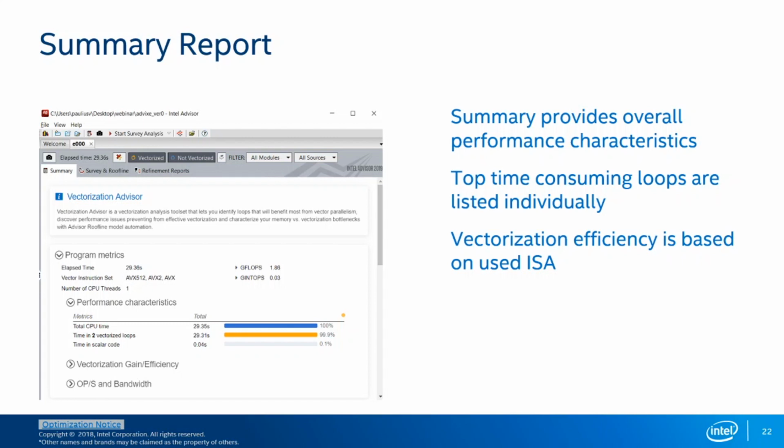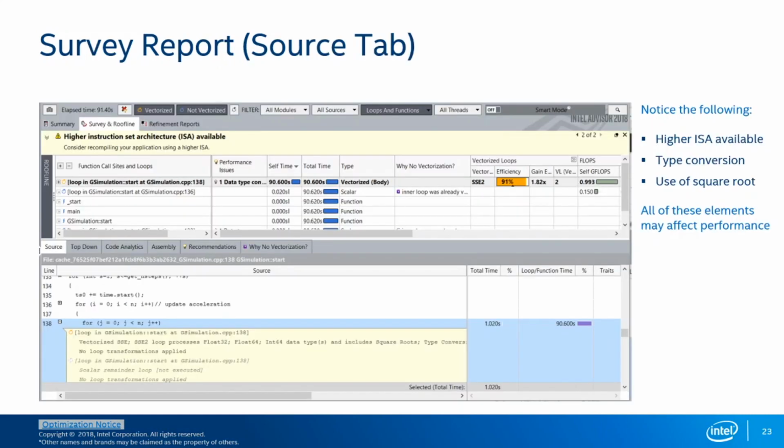Once we open the report, we get dropped down to the summary window, and here you'll see some basic information about the collection. So for example, total elapsed time and percentage of overall runtime that was spent in vectorized loops versus scalar code. It will also show you which instruction sets were used, and if you collected flops, we'll show you flops as well.